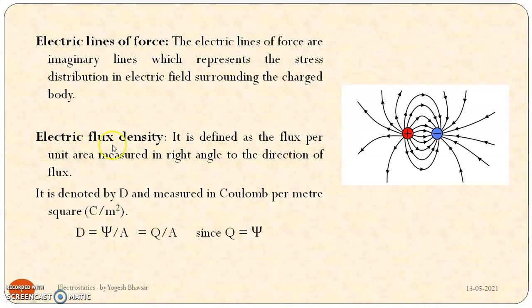Then next one is the electric flux density. It is defined as the flux per unit area, which is measured at right angle to the direction of the flux. Very similar to the definition of magnetic flux density. It is denoted by capital D and measured in coulomb per meter square, C/m². So we can write in mathematical form, which is the flux per unit area. So D is equal to psi by A, or we can also write D is equal to Q by A, because the charges are equal to the fluxes. So Q is equal to psi.